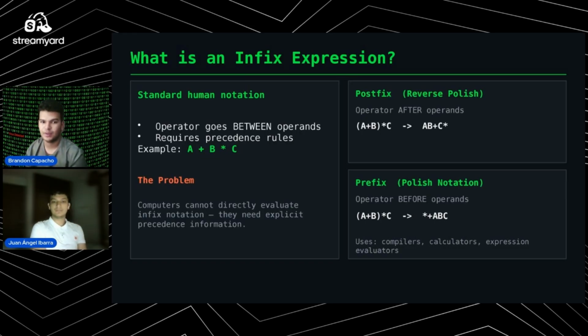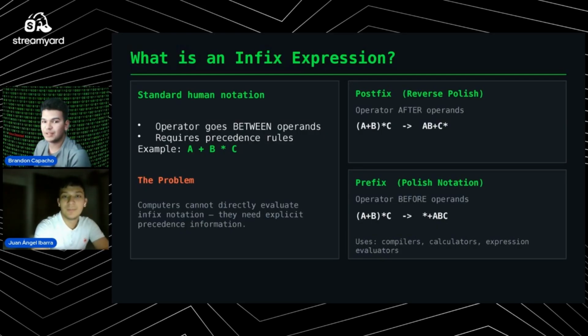Postfix notation, also known as reverse Polish notation, places the operator after the operands. For example, (A + B) * C becomes A B + C *. Prefix notation places the operator before the operands, and the same expression becomes * + A B C. This notation eliminates ambiguity and doesn't need parentheses. They are used in compilers, scientific calculators, and expression evaluators.